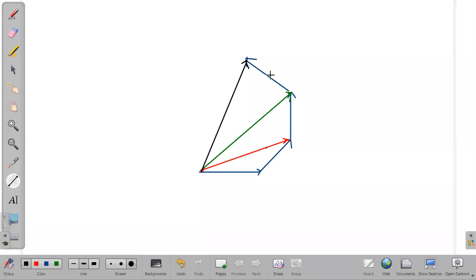The tail of the next vector will be brought to the head of the previous vector, and we will join all of them. Then finally, the tail of the first vector and the head of the last vector will be joined. That will be the resultant of all the vectors. Okay, so whatever we have done here, this is what we call the polygon law of vector addition.